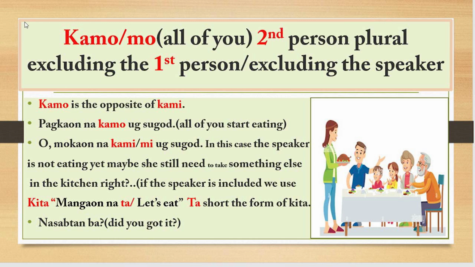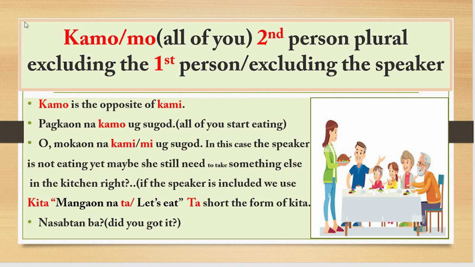So, the family answered, "Oh, mukaon na kami og sugod." So, kami. The speaker is not included, or the second person is not included. Okay? Kami, kamo. They are opposite. If all of them are going to eat together, they say kita, the first version of we. "Mangaon na ta." Let's eat. Did you get it?